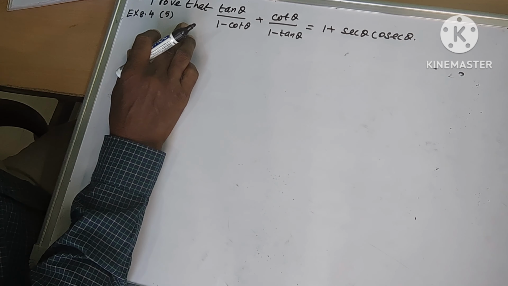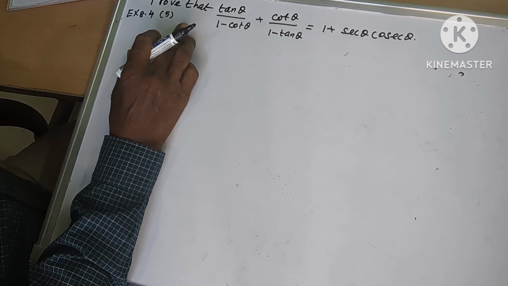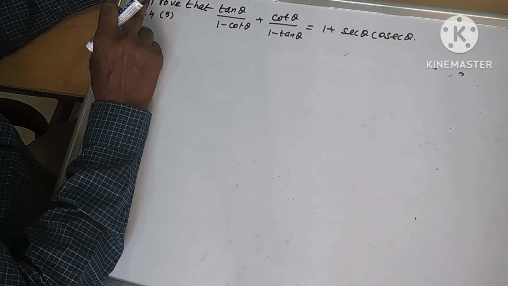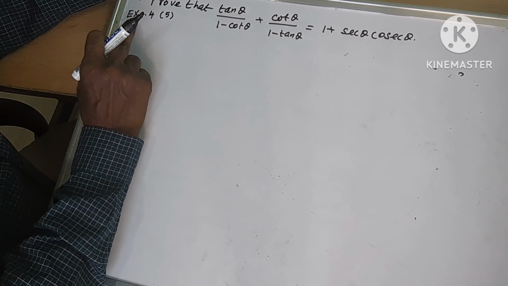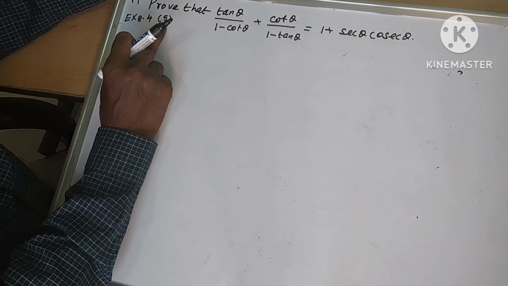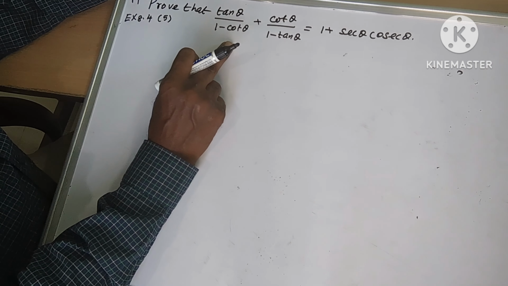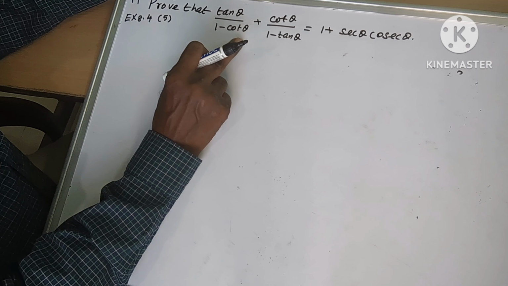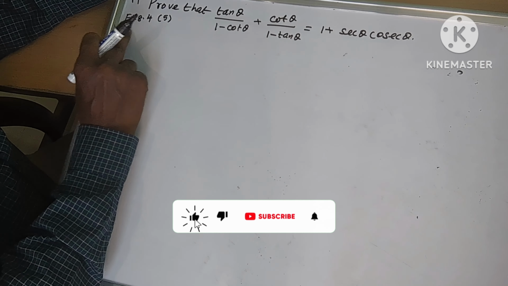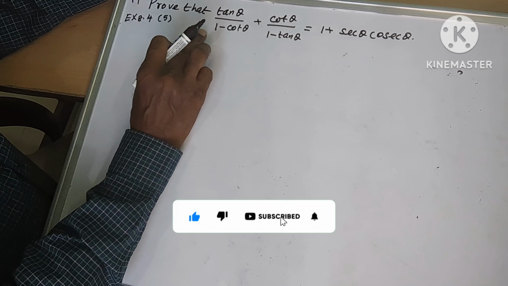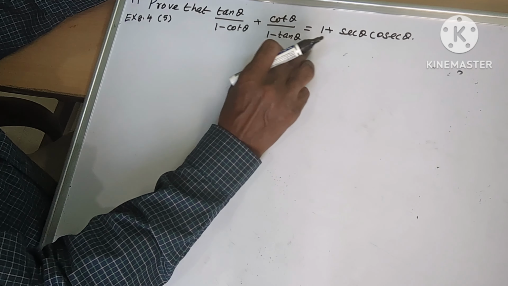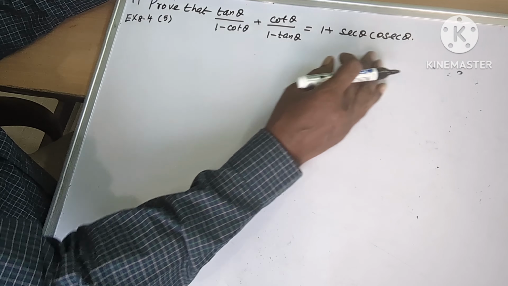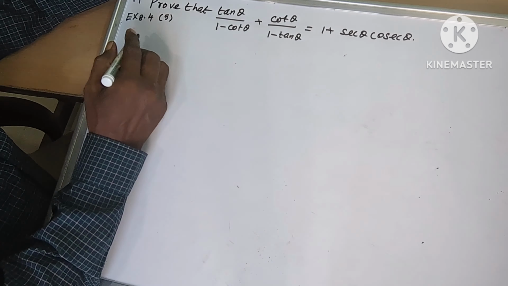CBSE Standard 10th, Chapter 8, Trigonometry. The sum is found on page number 193-194, Exercise 8.4, sum number 5. Tan theta by 1 minus cot theta plus cot theta by 1 minus tan theta equals 1 plus secant theta into cosecant theta. So now we will do it.